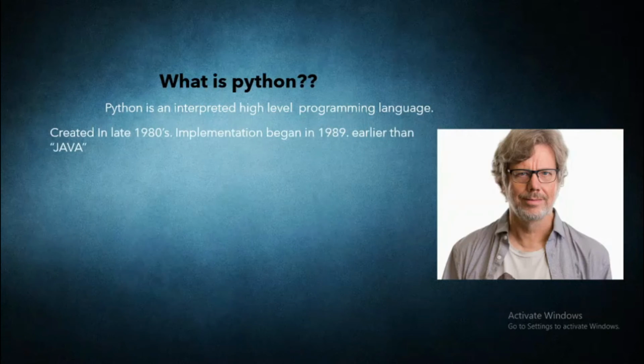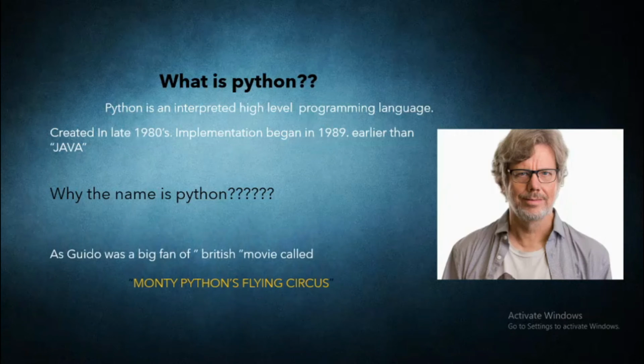And then why is it Python? Is there any reason for the name? And the answer is yes, of course. It's because Guido was a big fan of the British movie called Monty Python's Flying Circus. He wanted a unique name for his language and then he decided to name it Python.